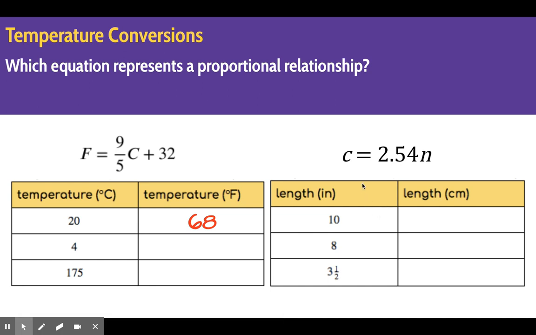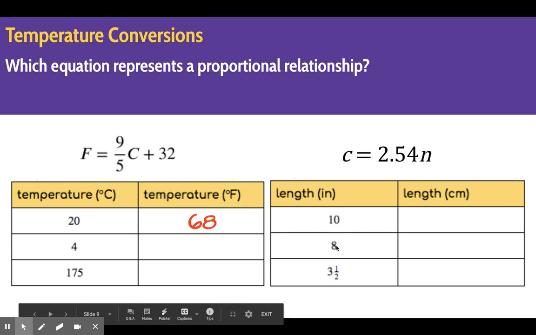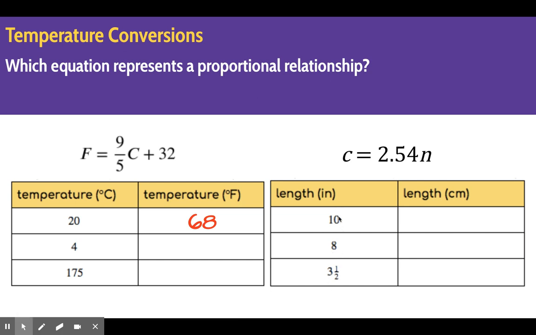This equation gives me C equals 2.54N. So all I need to do is multiply wherever I see the variable N by one of these values in the first table. So for instance, the first row gives me 10. So I'm going to do 2.54 times 10. And when I do that, I should get 25.4.